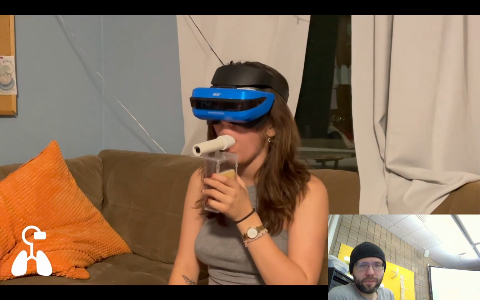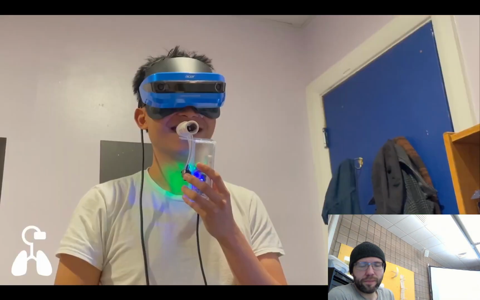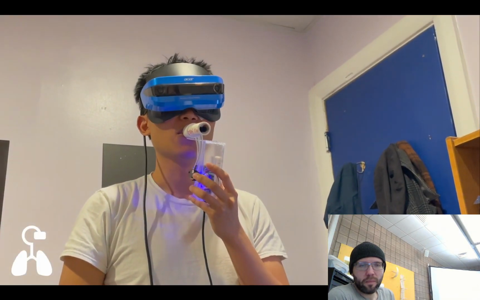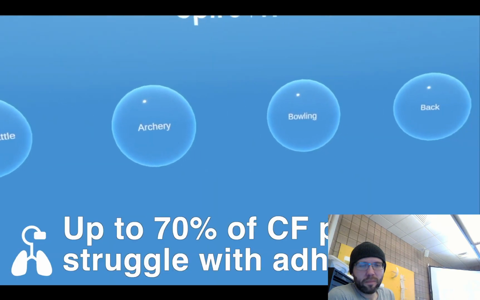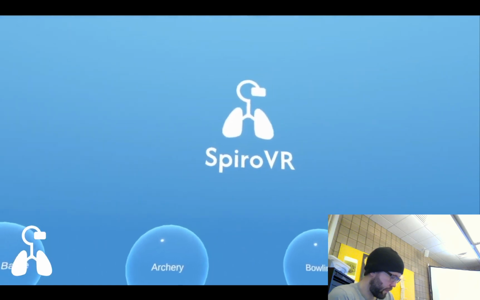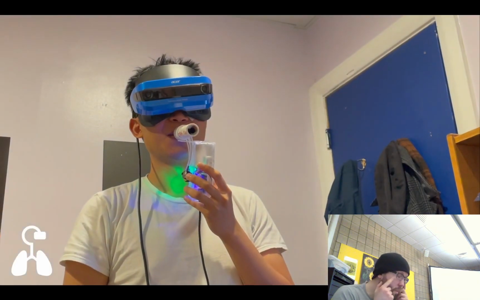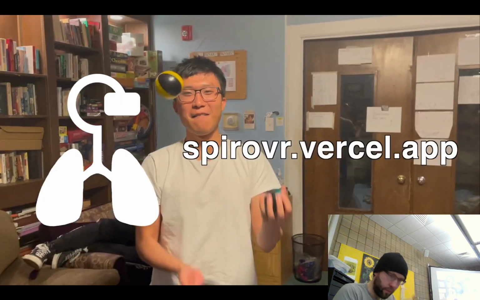Spiro VR is an app aimed at helping patients with cystic fibrosis and other lung conditions clear their airways. To maintain their health, patients need to set aside time every day for lung exercises, but up to 70% of these patients are not consistent with their prescribed regimen. Spiro VR takes advantage of virtual reality technology to bring a new dimension to airway clearance, taking the dread out of daily breathing exercises.